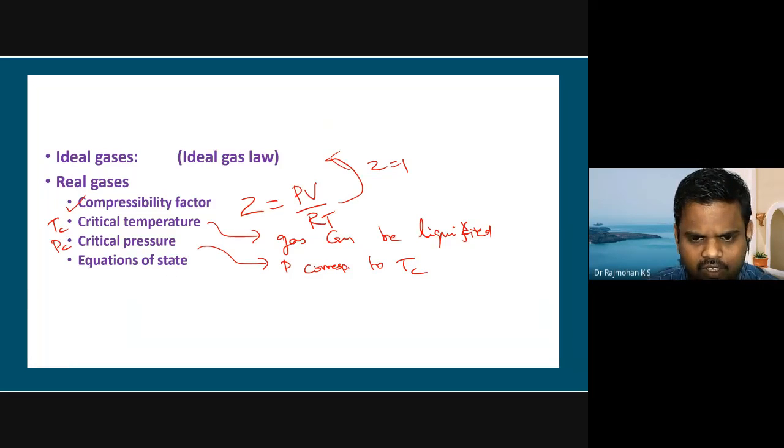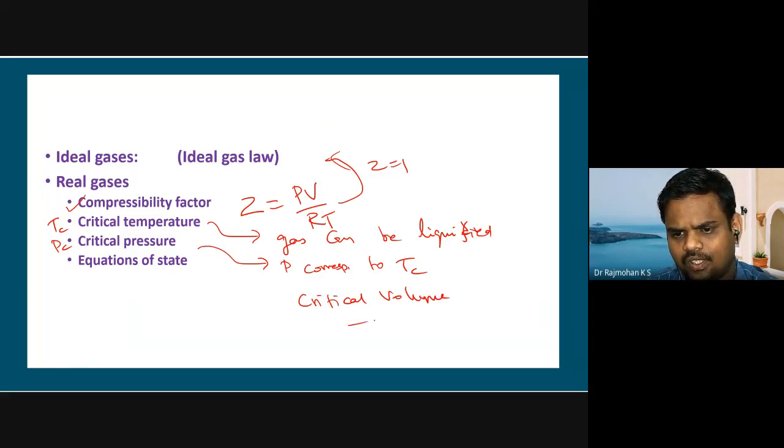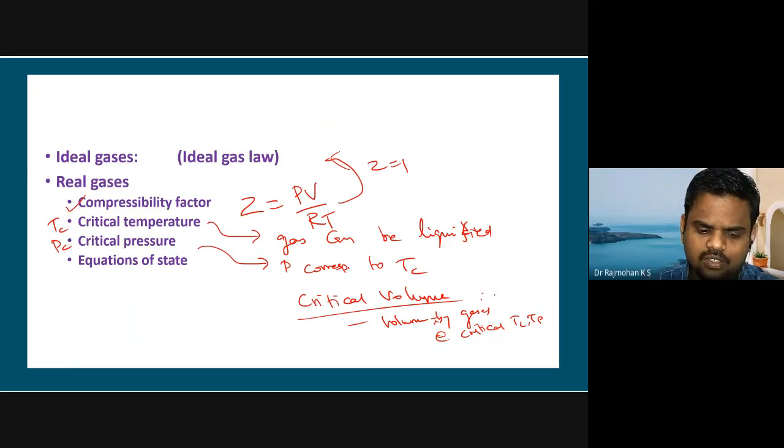We also have the critical volume. What is the critical volume? It is the volume occupied by the gas at the critical state, that is, at the critical temperature Tc and pressure Pc. One should know that above the critical temperature, no gas can be liquefied regardless of the pressure. Whatever the pressure may be, if the temperature is above the critical temperature, that gas cannot be liquefied.